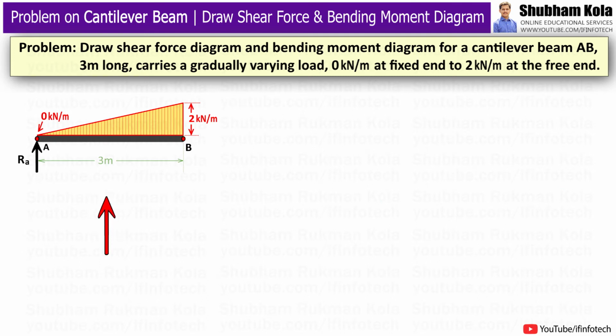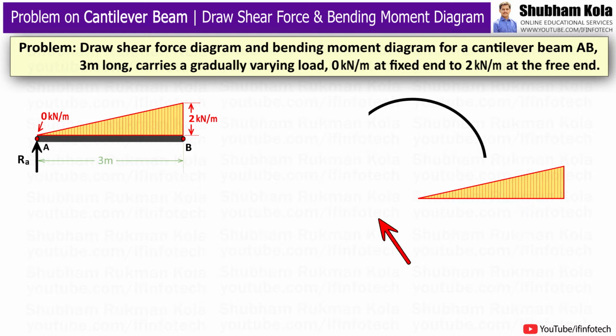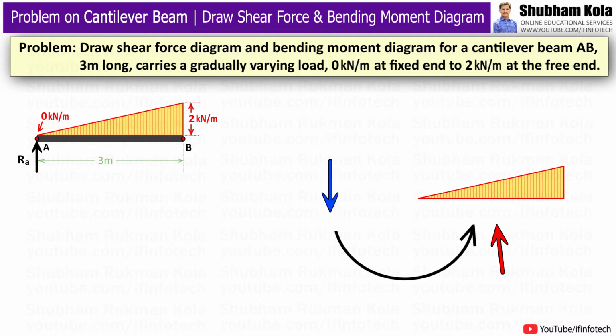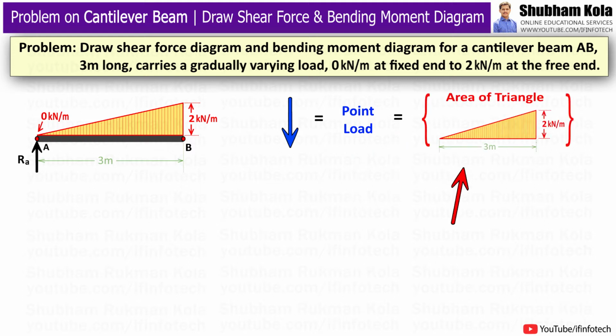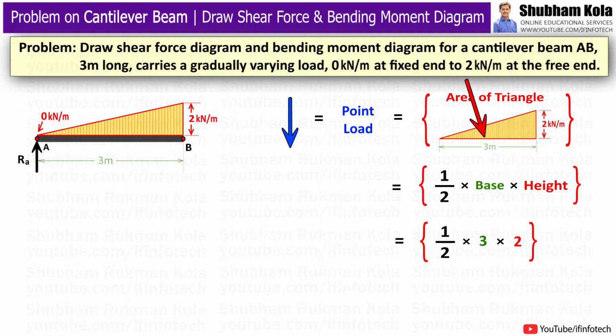So for solving this numerical problem, first we have to convert this gradually varying load into point load, whose value will be equal to the area of this triangle. So the point load equals the area of this triangle, that is 1 by 2 base into height, where base of this triangle is 3 meter and height of this triangle is 2 kN per meter. So we get the point load of 3 kN.